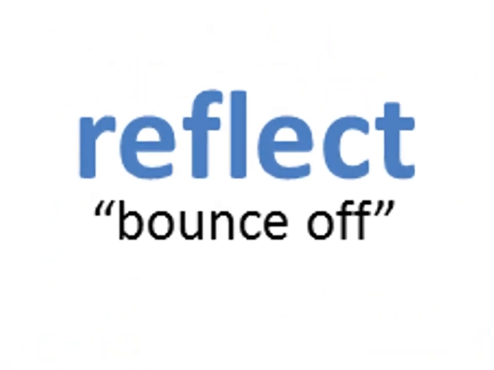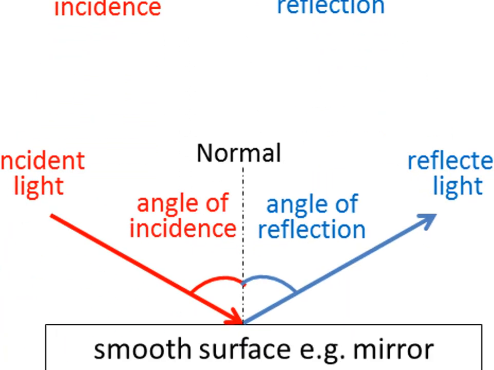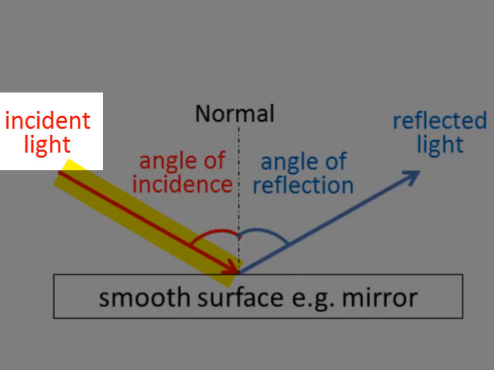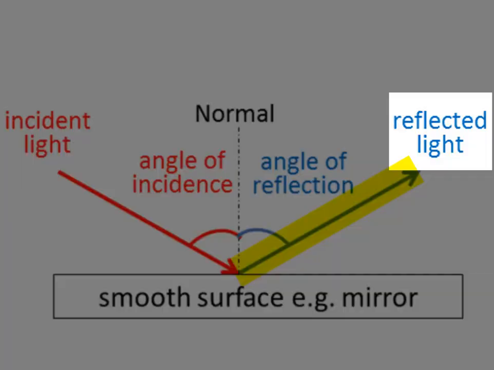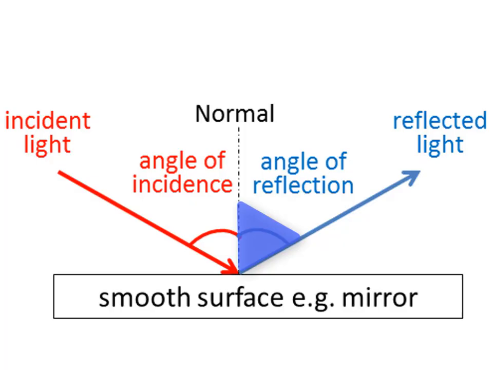So reflection means bouncing off. The light that comes to a surface is called the incident light. The angle between it and the normal line is called the angle of incidence. The light that gets bounced off a surface is called reflected light. And the angle between it and the normal is the angle of reflection. Remember, the normal line is an imaginary line that we draw at right angles to the surface.